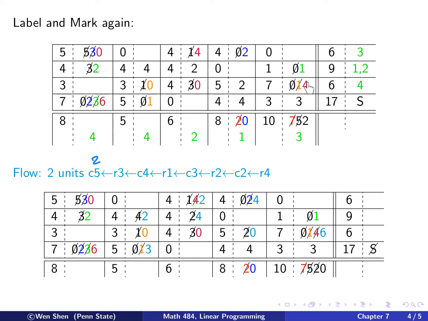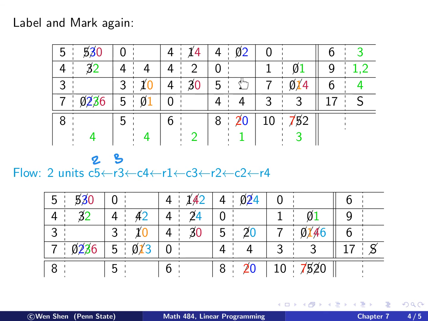So how much can I increase on this R3? Well, 4, 7, I have 3 units I can increase. So let's mark there, 3. Okay, so once this is done, I know the next one comes from column 4, which is here. It's this column 4.